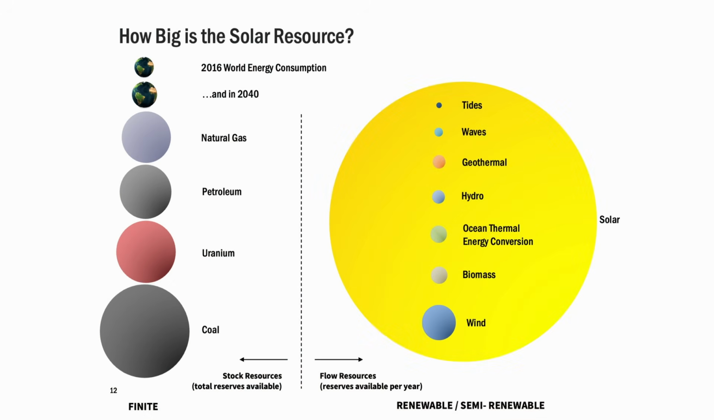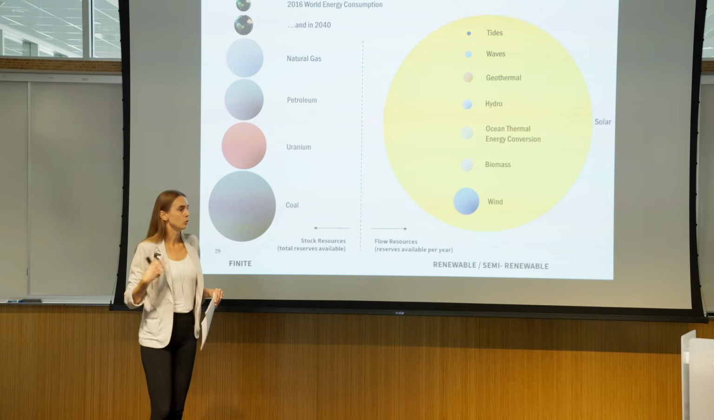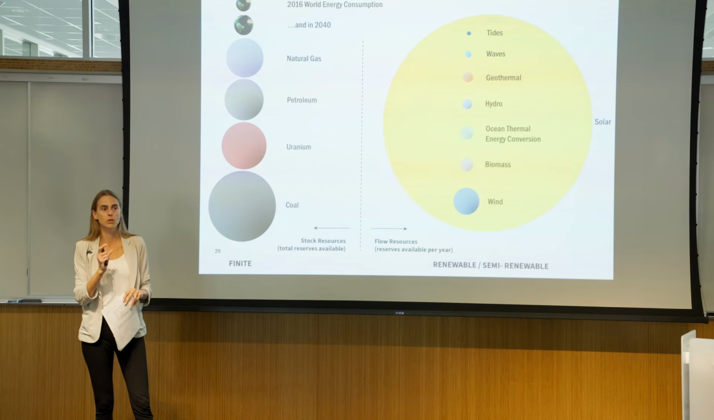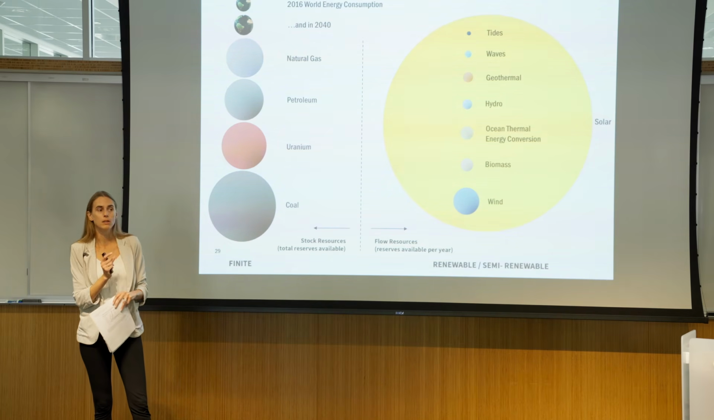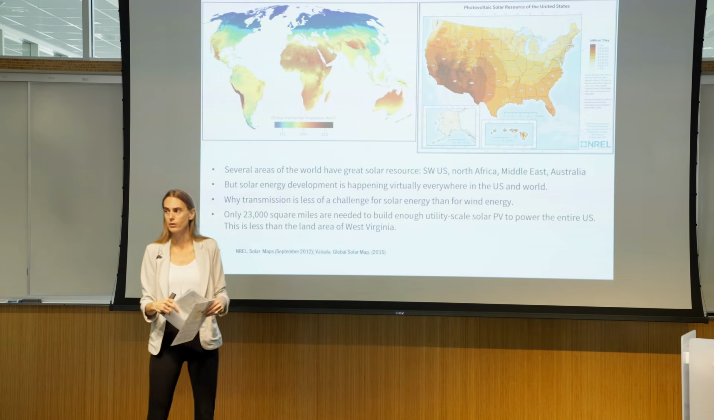The solar resource is large, to say the least. We barely put a dent in the resource that's available to us. Again, this depicts the economically recoverable resource worldwide of different energy resources, with your stock resources on the left and your flow resources on the right, which show what's available annually. In the context of the US, we have sufficient technically recoverable solar resource to meet our electricity needs 75 times over. So let's talk about how we characterize that resource.